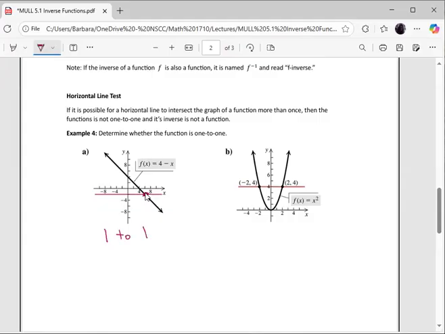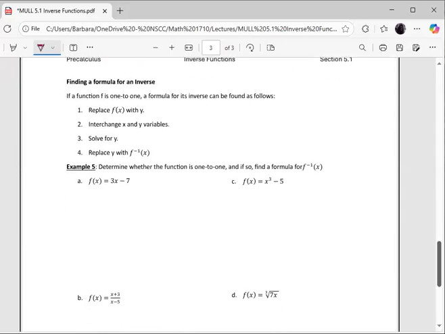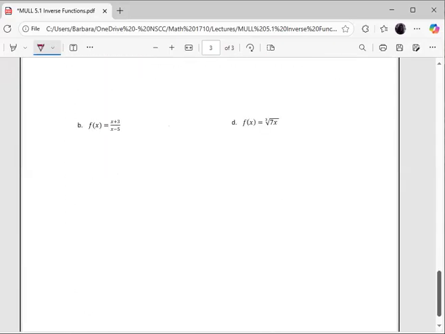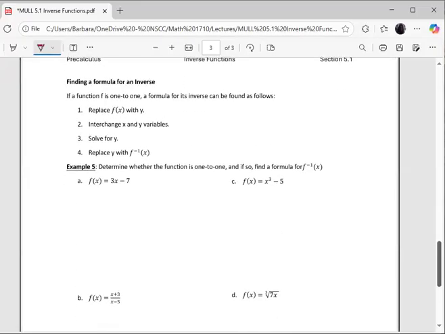In B, we see a horizontal line going through 2 points, and therefore this is not one-to-one because it fails the horizontal line test. In the next page, we're going to do some examples where we find the formula for the inverse.